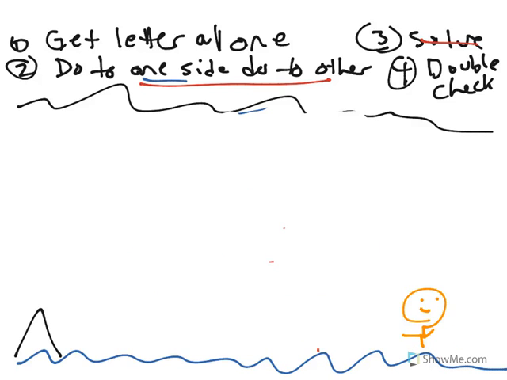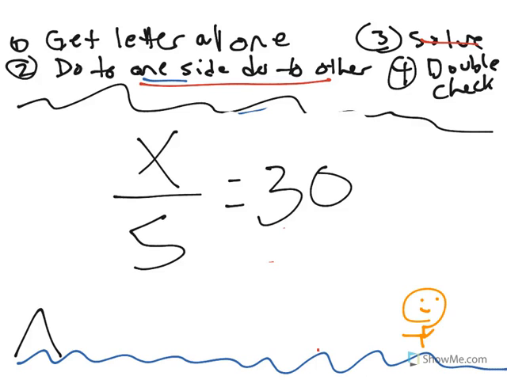Next problem. The next problem is x divided by 5 is equal to 30. Now, I want you to think quickly. Your tempting answer is going to be 6, but 6 divided by 5 is not 30. So I want you to do it the correct way.